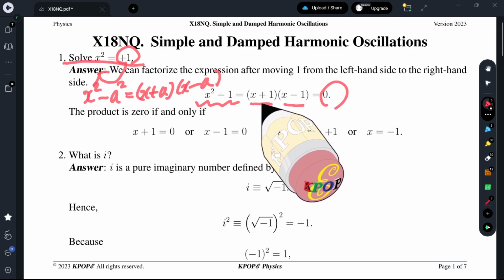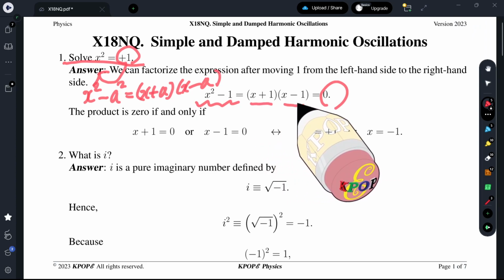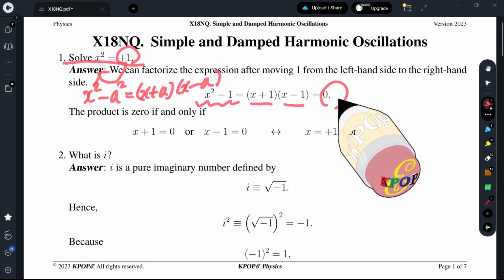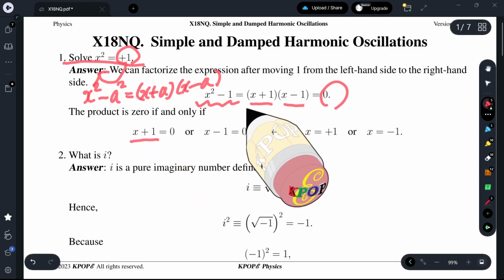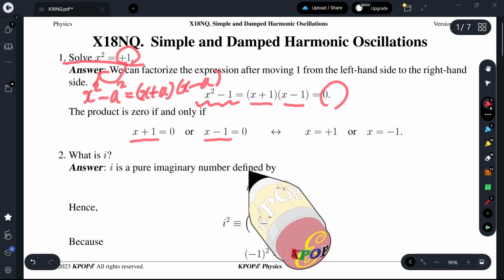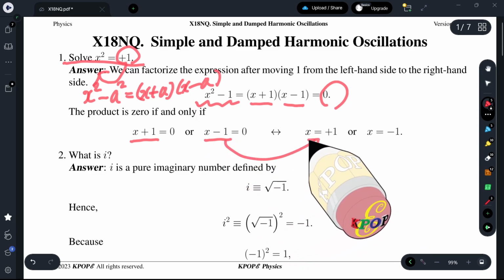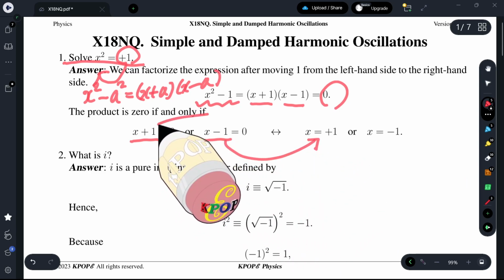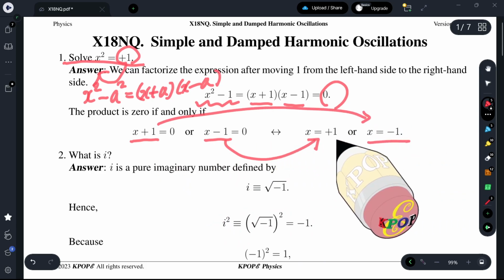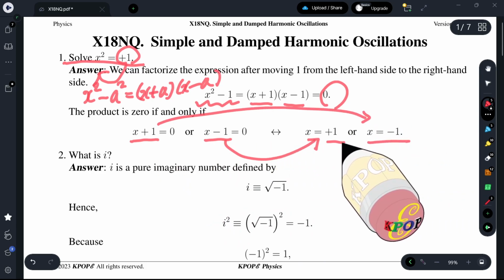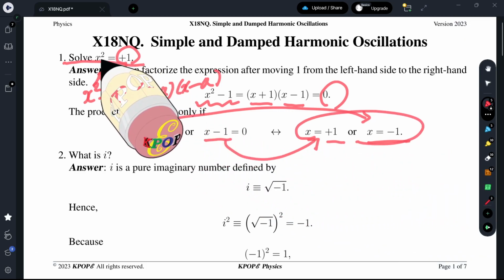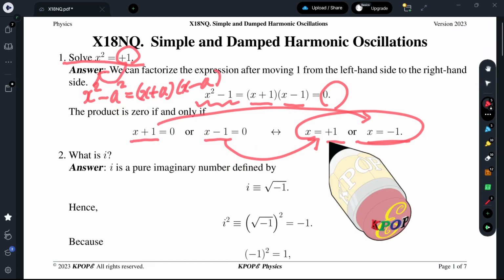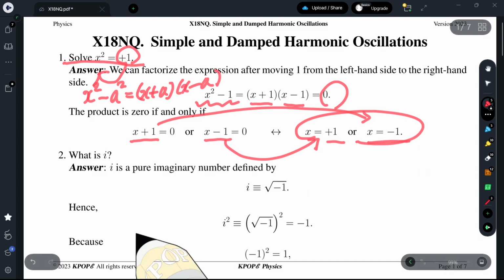If the product of two numbers equals 0, then either the first factor is 0 or the second factor is 0. This one will give x equals plus 1, and this one will give x equals minus 1. Therefore, the solution of this quadratic equation, x squared equals 1, is either plus 1 or minus 1.